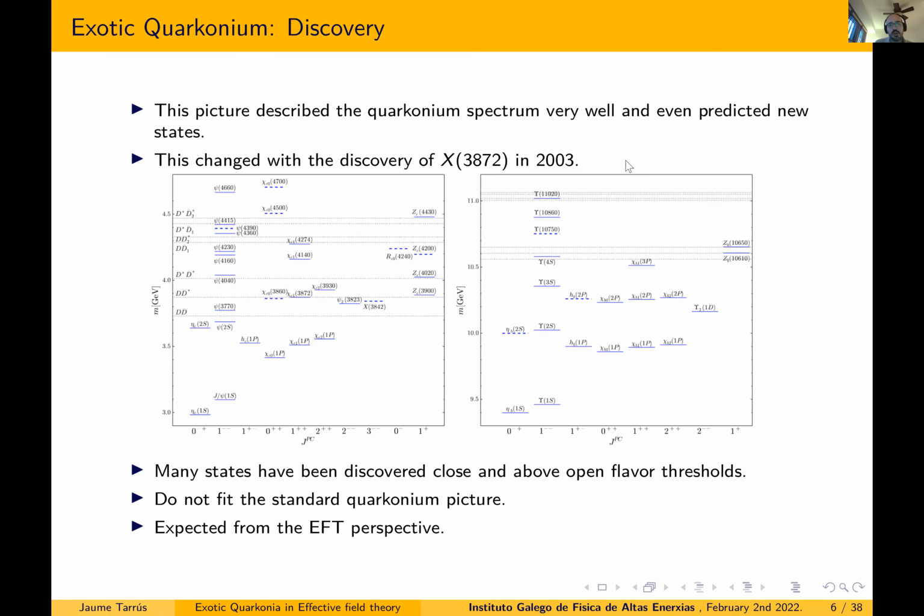Okay, so from the effective field theory perspective, the appearance of these unexpected states in this region of the thresholds was not so unexpected, because there are degrees of freedom in this region which are integrated out in the construction of potential non-relativistic QCD. And this means that one cannot expect the EFT to give accurate results in this region.